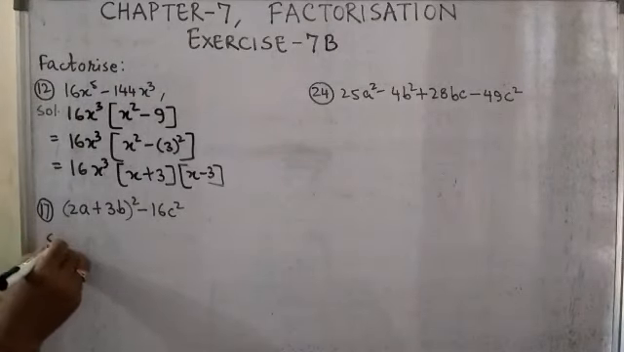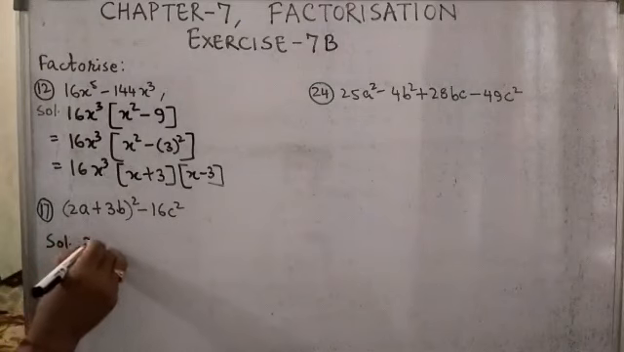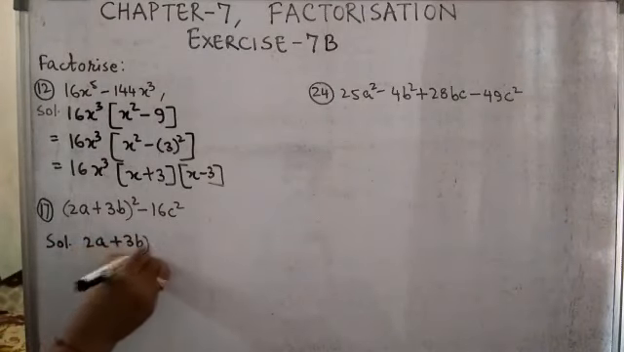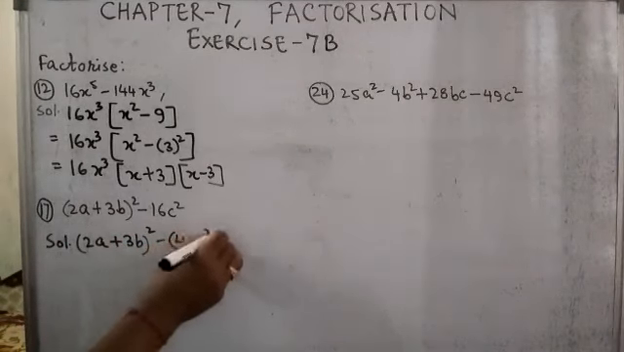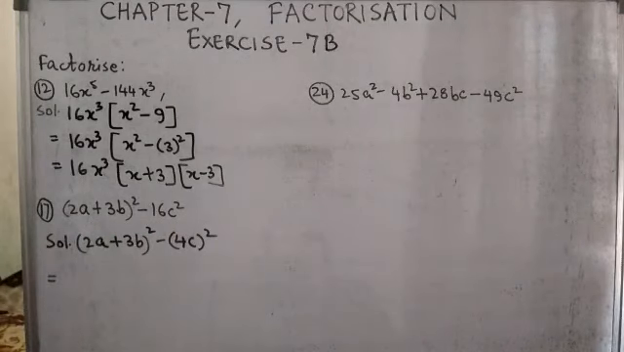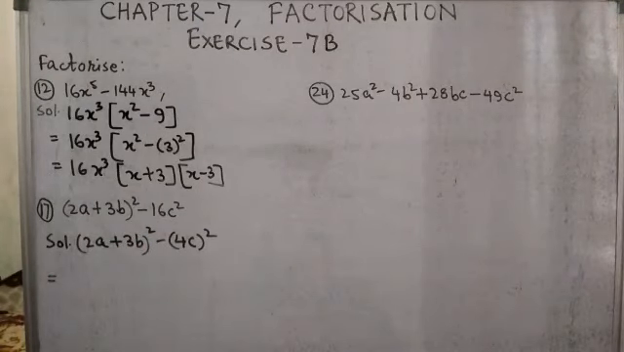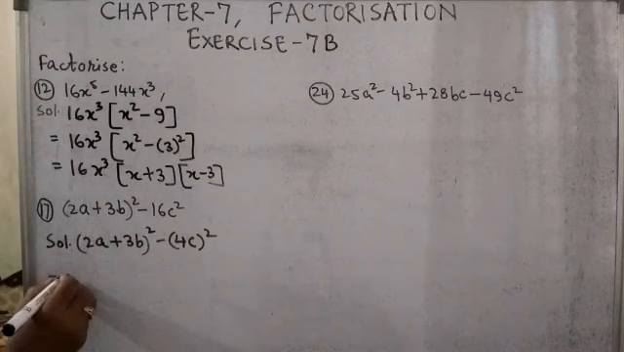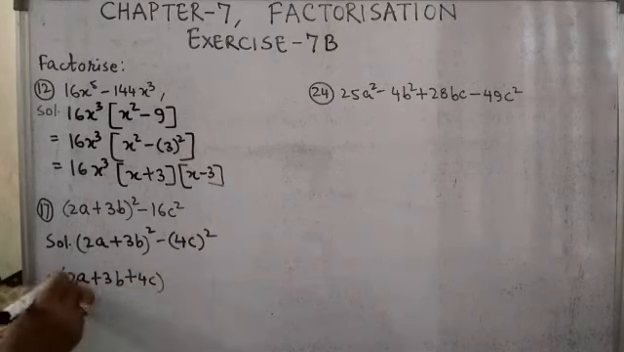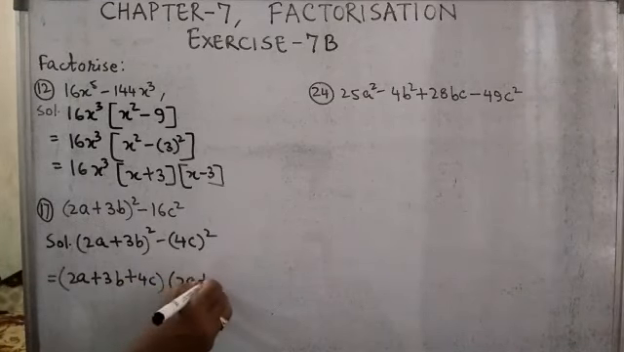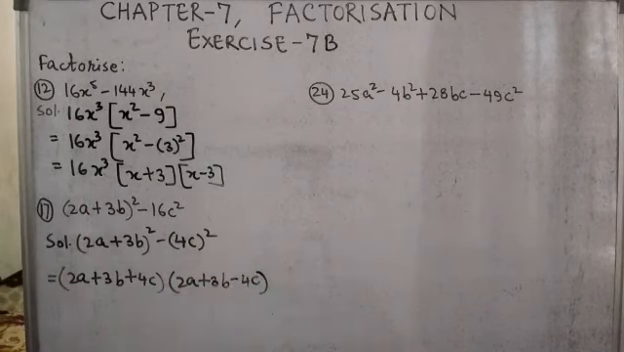Now about question number 17. In this, the first expression is already given in square form. The second is to be changed first, 4c whole square. Now here it becomes a difference between two expressions, of the a square minus b square form, it has already been changed, so 2a plus 3b plus 4c, that is the a plus b form, and 2a plus 3b minus 4c, that is the a minus b form.